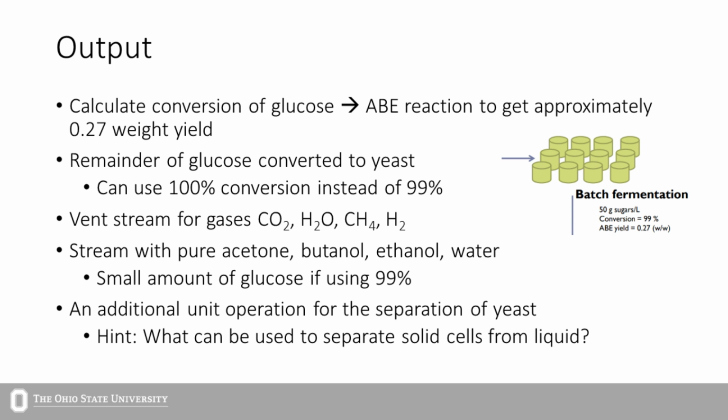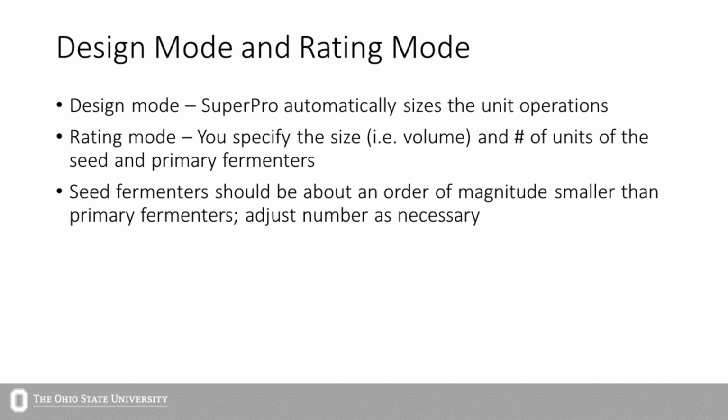Coming out of your primary fermenter, we expect to see a vent stream with the four gases, a stream with ABE solution and yeast, and a small amount of glucose if you chose to use 99% conversion. Finally, we ask you to implement an additional unit operation to separate out the cells from the stream of liquid and produce a pure ABE and water stream.